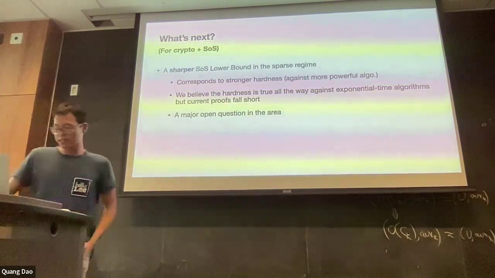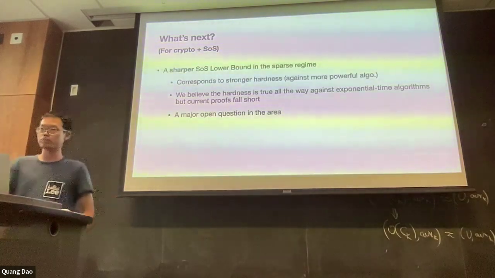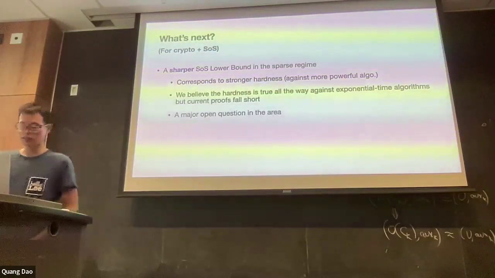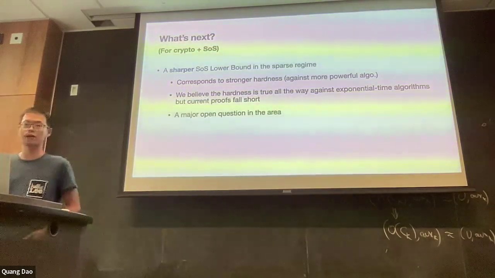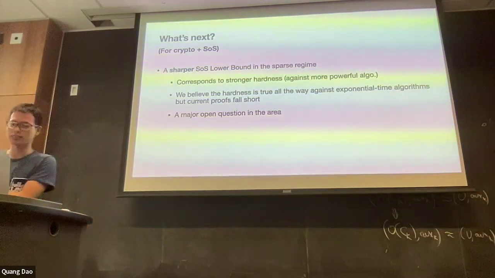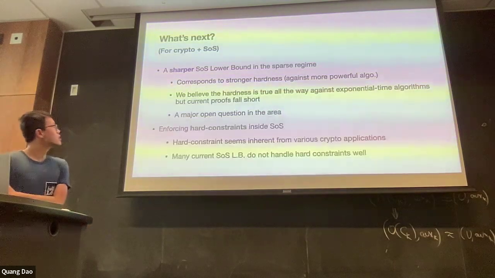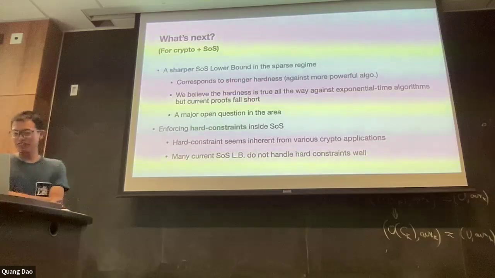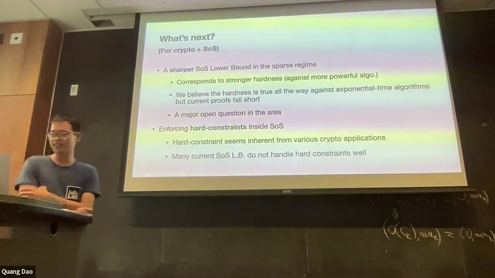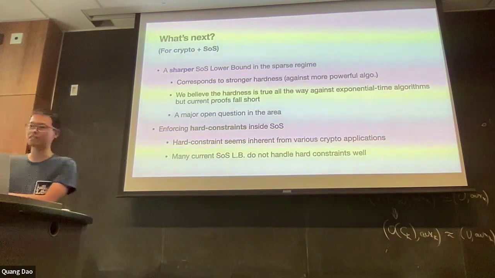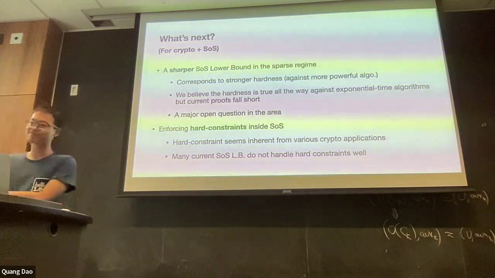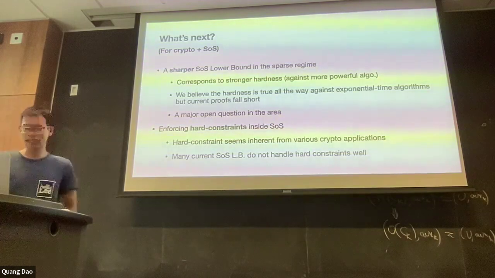And another direction to look at is to consider sharper sum of squares problems in a sparse region. For example, if you look at a sparse random graph where the average degree is a bounded constant, we believe that we can even achieve exponential hardness here. But current analysis does fall short here. And this is a major open question in this area. And another motivation might be to look at hard constraints in the sum of squares framework. I believe that these inherently come from crypto applications, but sum of squares proofs these days do have a hard time handling these hard constraints. So I think that might be another direction worth looking at for the future.